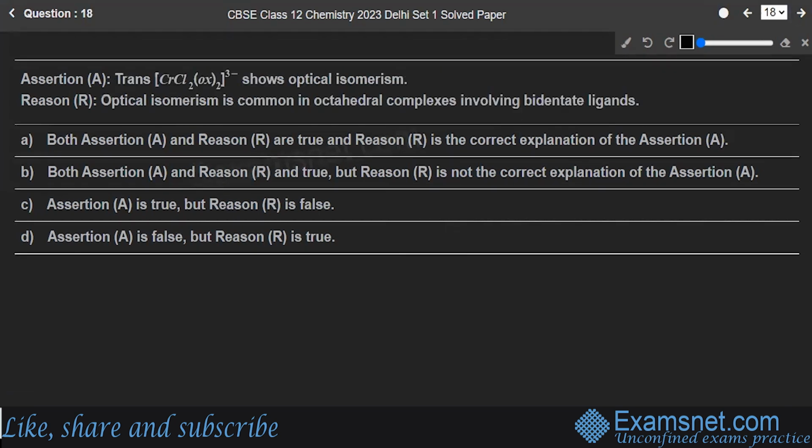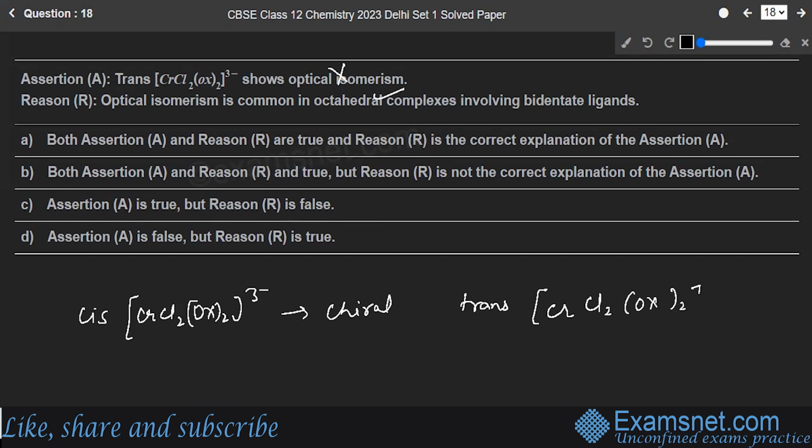Hope you understood that. Next is question number 18. It says trans CrCl2(ox)2 3 minus shows optical isomerism. Optical isomerism is common in octahedral complexes involving bidentate ligands. If I look at these, the assertion is not correct. This doesn't show optical isomerism. The assertion is wrong, but the reason is true. See, optical isomers are mirror images that cannot be superimposed on each other. Therefore, you have cis CrCl2(ox)2 3 minus, which is chiral, and trans CrCl2(ox)2 3 minus, which is symmetrical and not optically active.